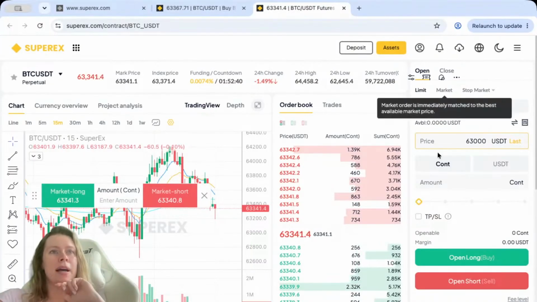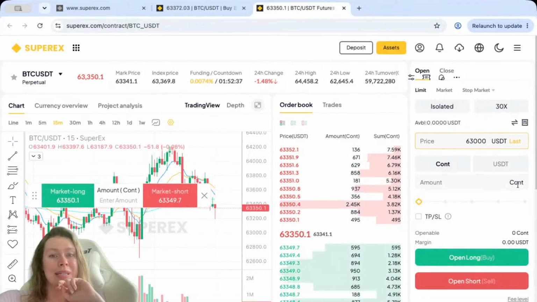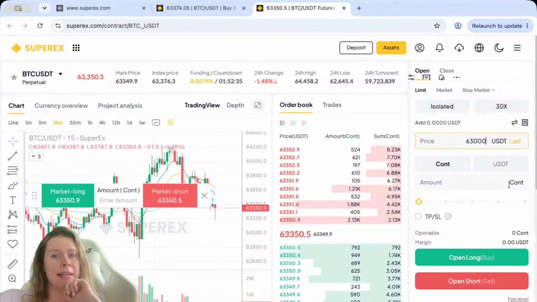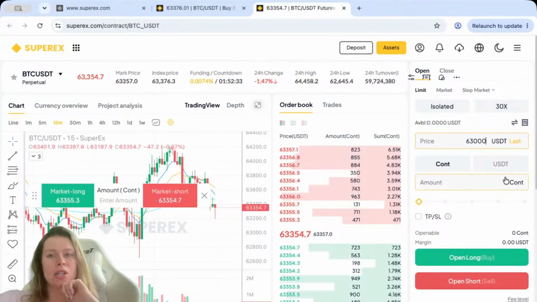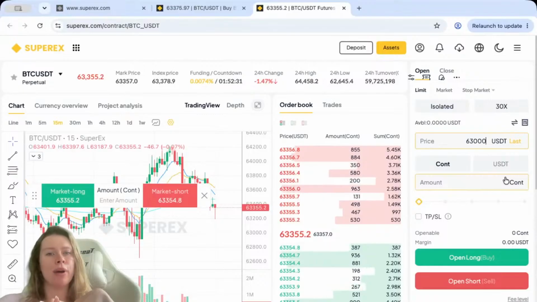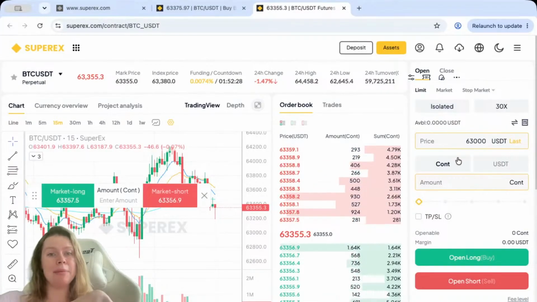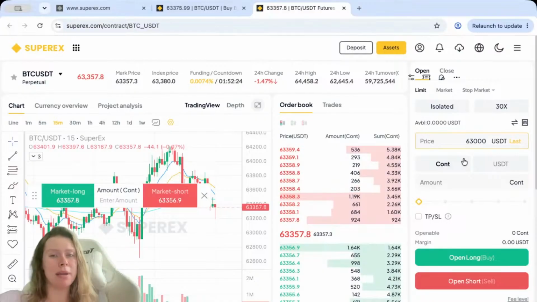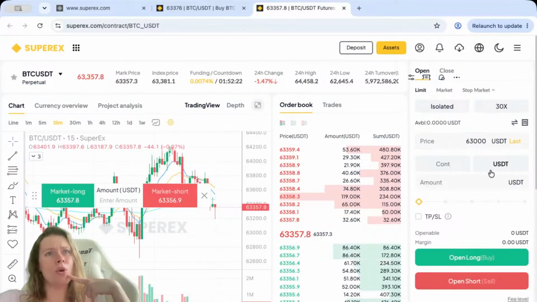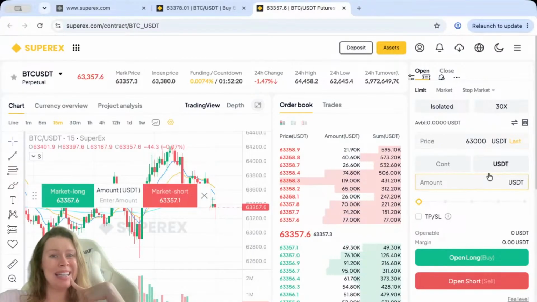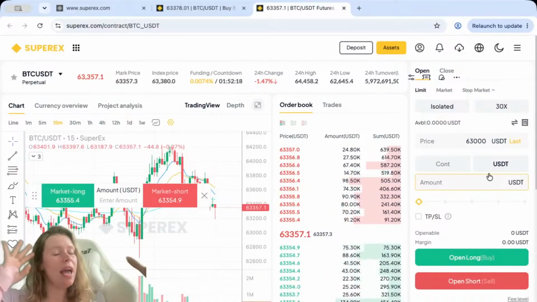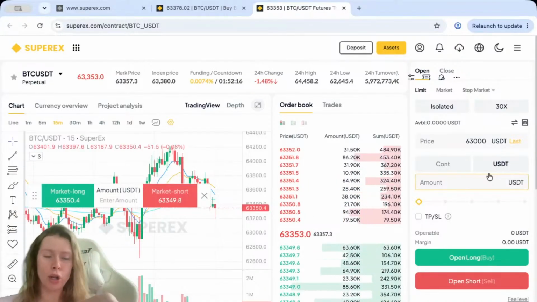All right, this part is quite important, the cont versus USDT. So cont means how many contracts. Each Bitcoin contract on SuperEx is equal to a specific Bitcoin quantity. Whereas USDT means how much USDT you want to commit. I personally think beginners should always choose USDT. It's the dollar amount that we understand, and it's a lot easier to grasp what we're looking at.